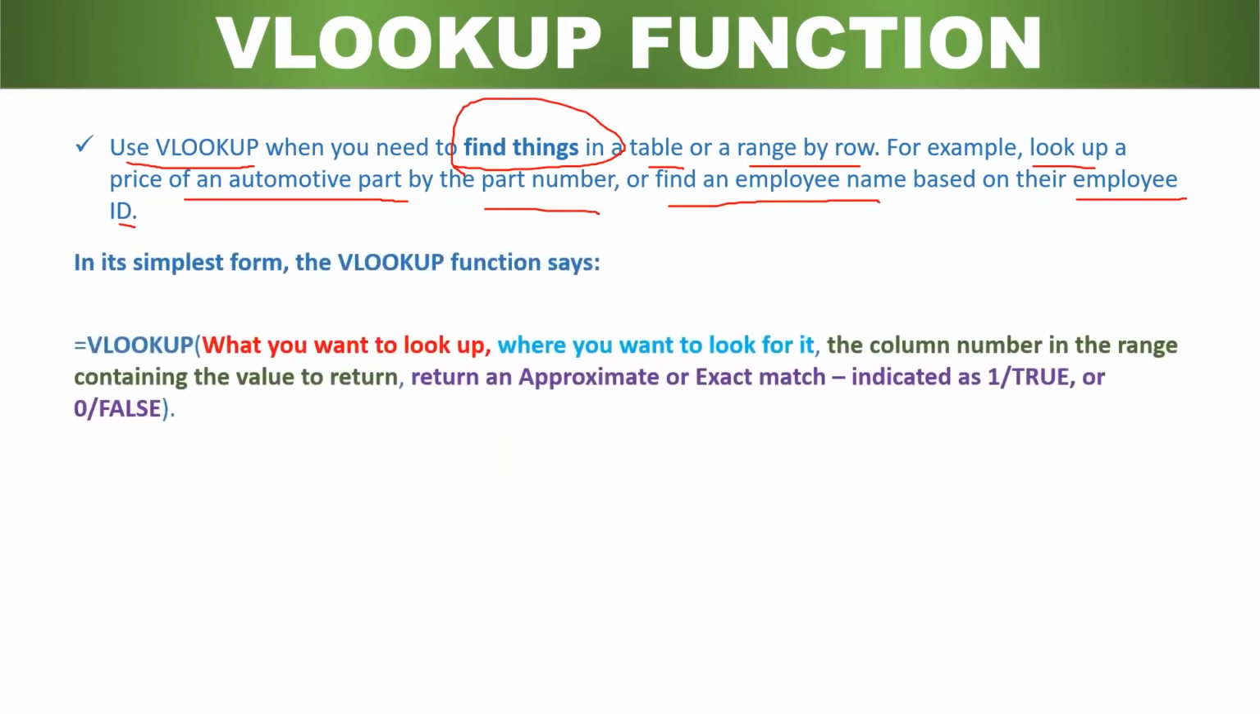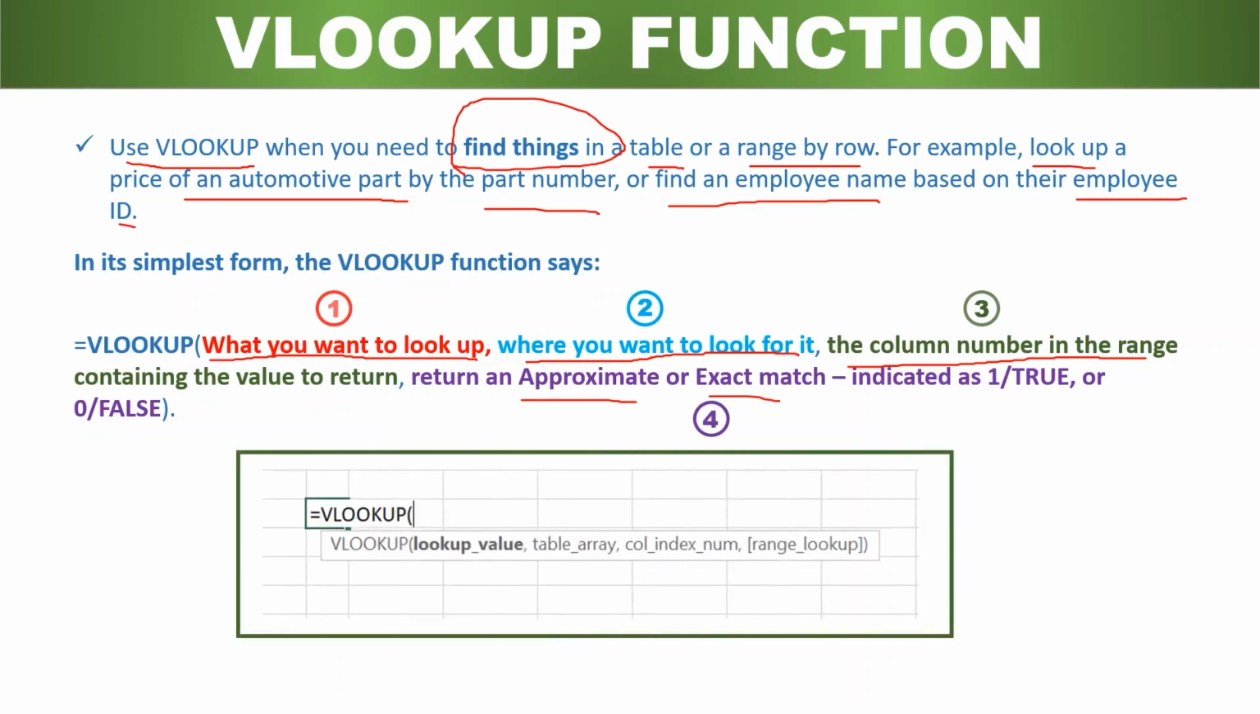There are four important arguments. In VLookup, the first is what you want to look up. Second is where you want to look for it. Third argument is the column number in the range containing the value to return, so that will be a number. And finally, if you want to return an approximate or exact match, you can indicate 0 or 1, or false or true. That is the fourth argument. So these are the four arguments which are really important in VLookup. This is the formula, this is how Excel shows it.